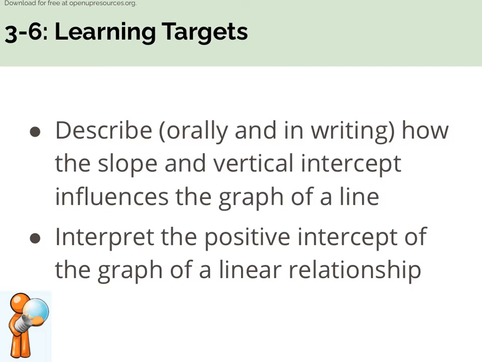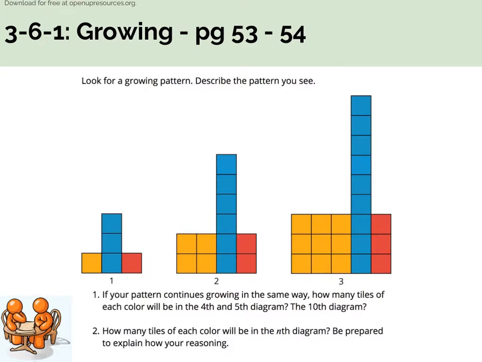By the end of today's lesson, you should be able to describe orally and in writing how the slope and the vertical intercept influence the graph of a line. And you should be able to interpret the positive intercept of the graph of a linear relationship. Remember, the linear relationships we talked about do not go through 0, 0, and are a straight line on a graph.